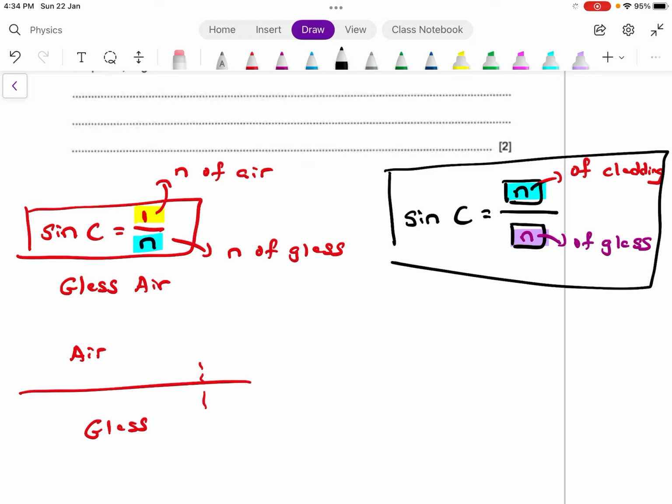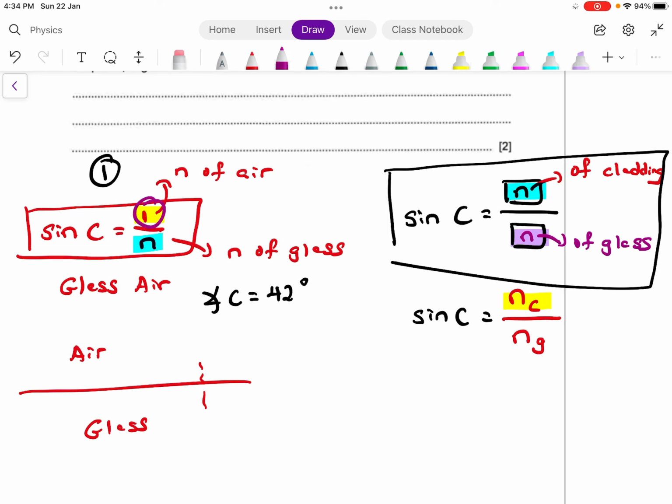So if you look at this second equation, how does the critical angle compare with the very first case? In the very first case, the critical angle is equal to 42 degrees. What about the second case? Using a bit of maths, sin C equals n of cladding divided by n of glass. You can see that this n here is greater than the 1 here, so of course I just put higher. If you take sine inverse of this whole thing, your critical angle will definitely be more than 42 degrees.